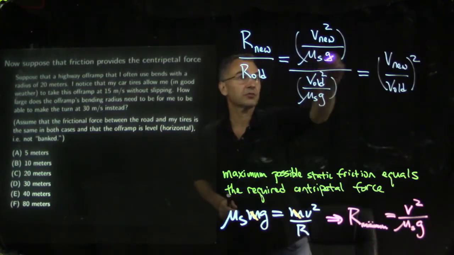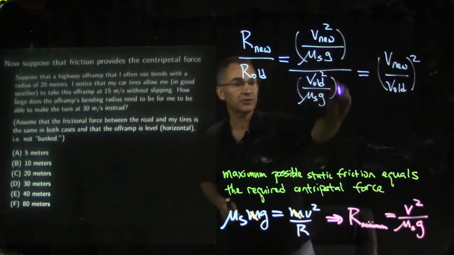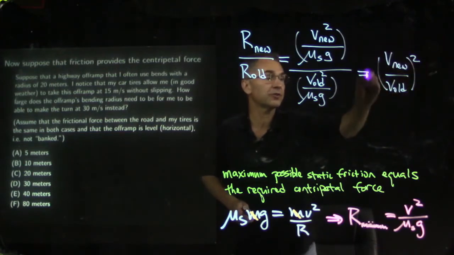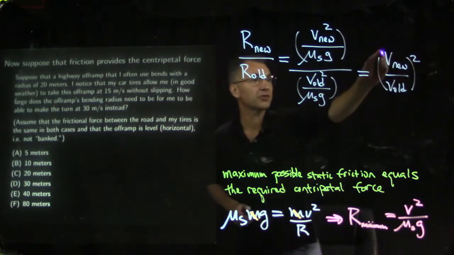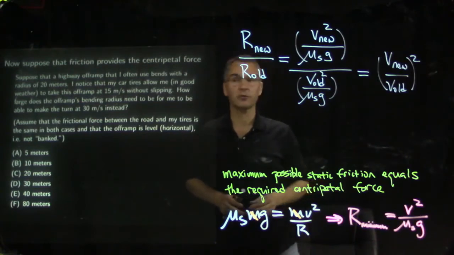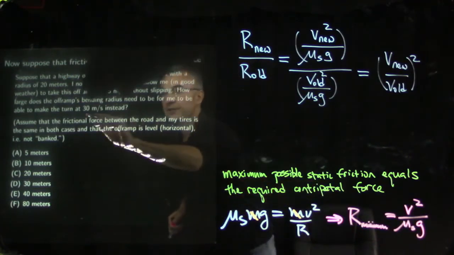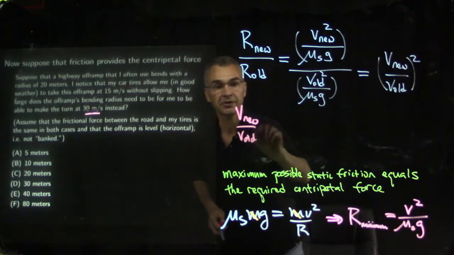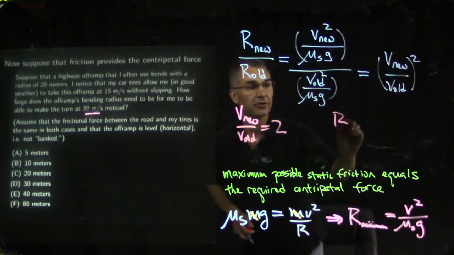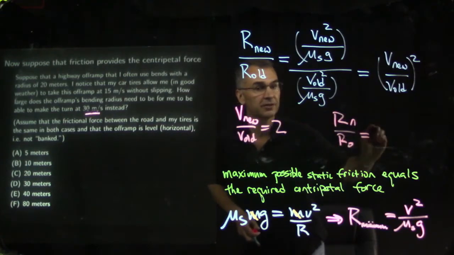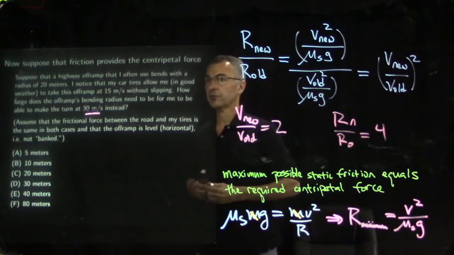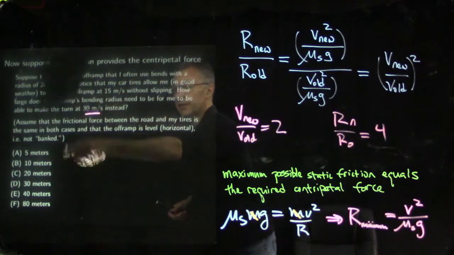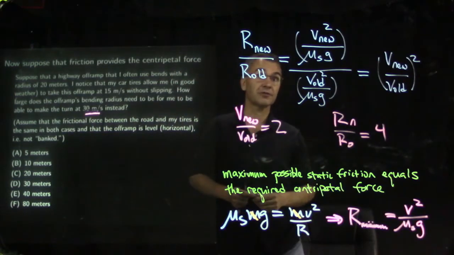So we write this expression up here for the new situation, this expression down here for the old situation. Everything just cancels out except for the ratio of the square of the speeds. So it's really just the new speed divided by the old speed, that quantity squared. So if I want to go at twice as big a speed, so v new over v old is 2, then we must have r new over r old is 2 squared, which is 4. So I guess we have to take the road radius and go from 20 meters to 4 times 20 meters, which I think is 80 meters.